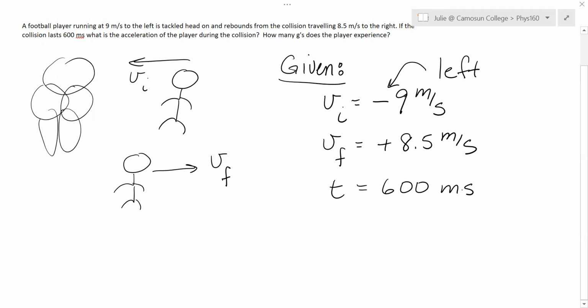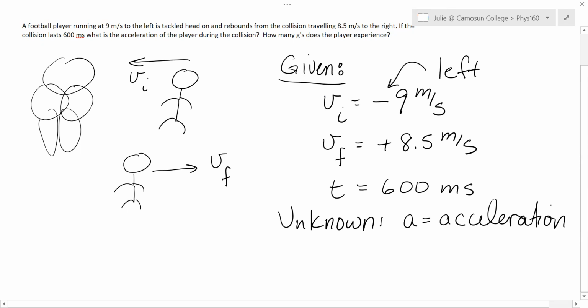Next step is to write down the unknown. So that's the given. The unknown that we're trying to find is acceleration, A. Okay, now we're doing what we did on the worksheet. You've got these 4 variables. One is missing. The missing variable is delta x.